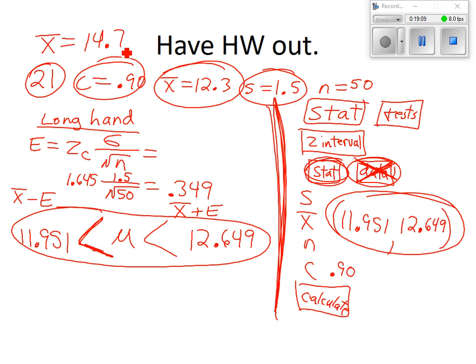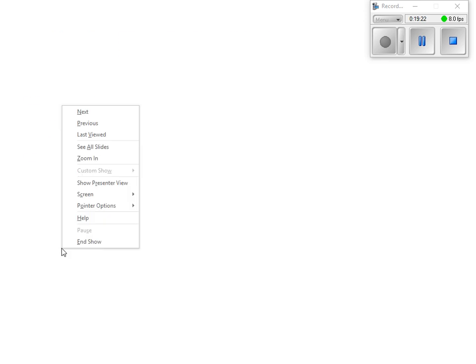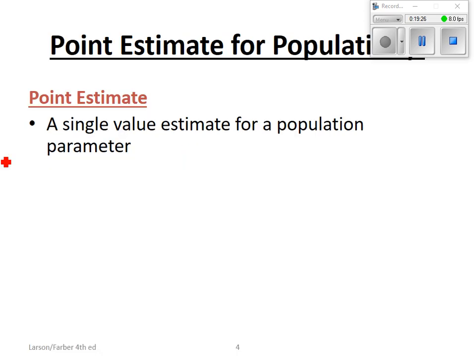'22, '23, '24, exact same thing. Now get out the notes from last time. 25 through 28, we'll talk about them here in a minute.